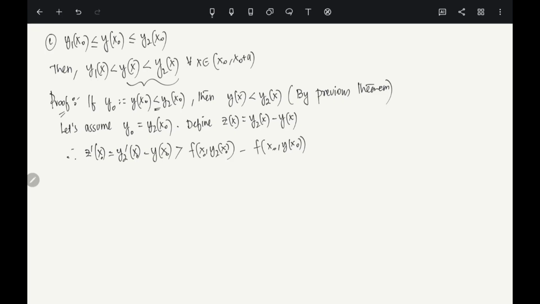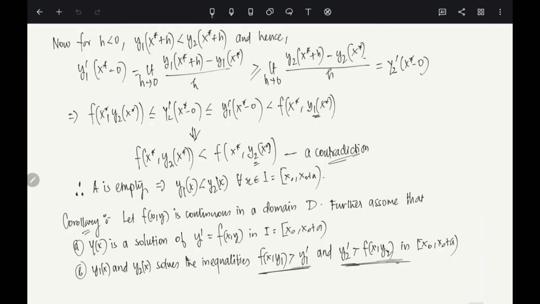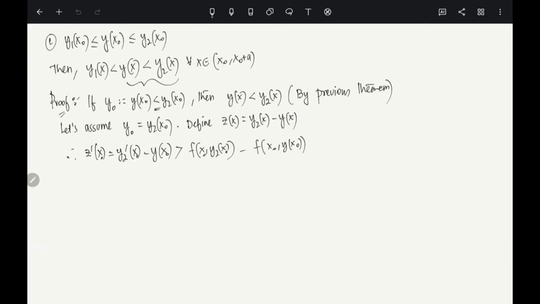Okay, so this is true because we assume that y2 prime is strictly greater than f of x, y2. So this is true for all x. So for x naught also it is true. Okay, and this is nothing but 0 because I have assumed that y2 at the point x naught is y at the point x naught. Okay, so this is 0. So I have z prime at the point x naught is strictly greater than 0. That is what I am getting.